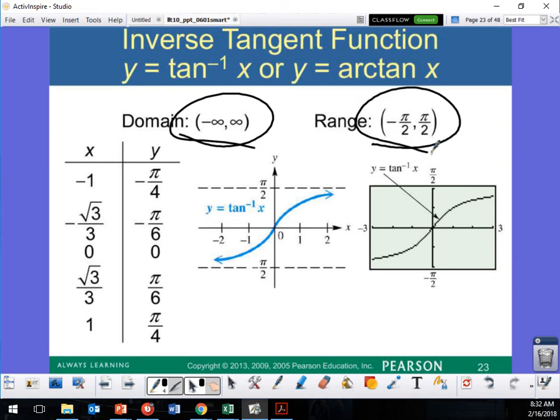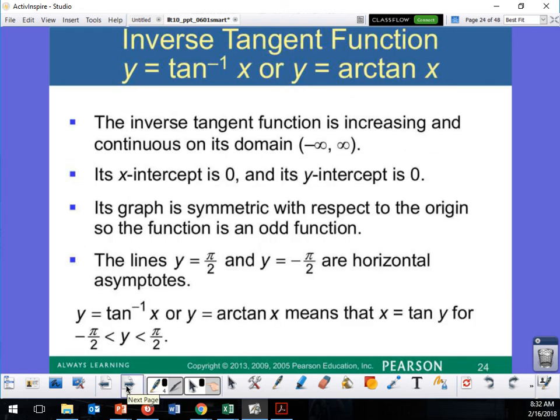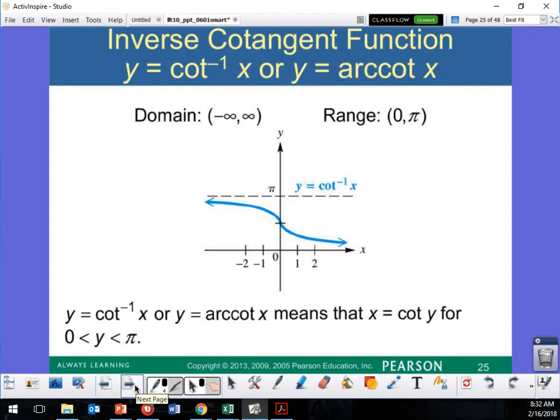Range. Is it like the sine? Yeah, it is like the sine, but what's different about the sine? The domain. Oh, parentheses. This means that it cannot be equal to -pi/2, and it cannot be equal to +pi/2. It can go up to it, but that cannot equal. My answer cannot equal -pi/2, and it cannot equal +pi/2.